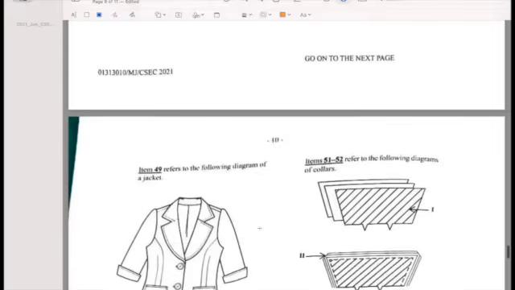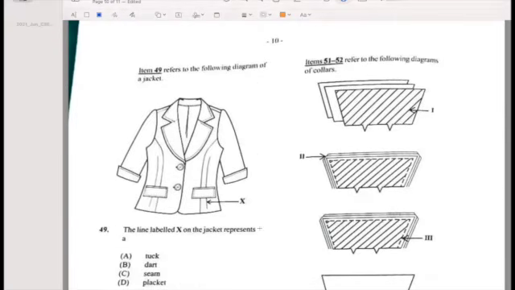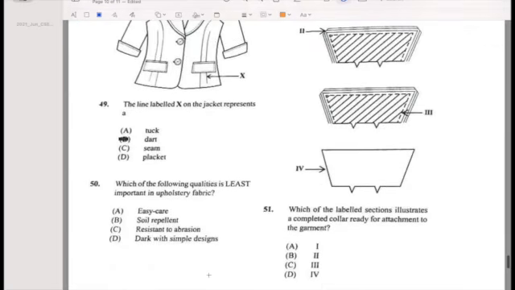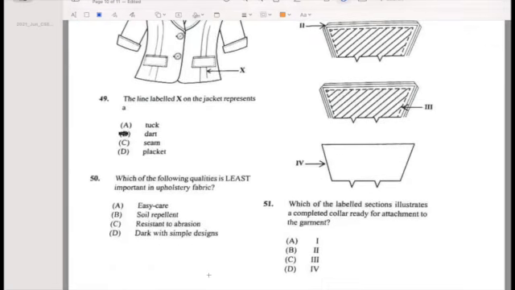All right, 49, they gave us a diagram again, and they're asking about the X, right here where my cursor is moving, what it represents on the diagram. So 49 will be B, because it's a dart. Yeah, right here. Good. All right, 50, which of the following qualities is least important in upholstery fabric? Number 50 is D.